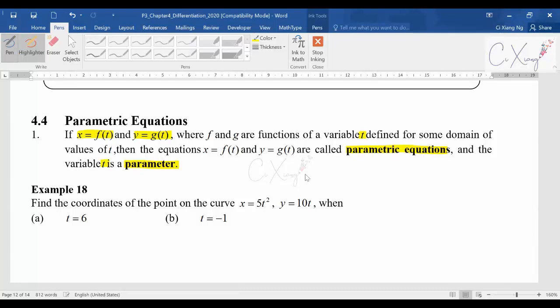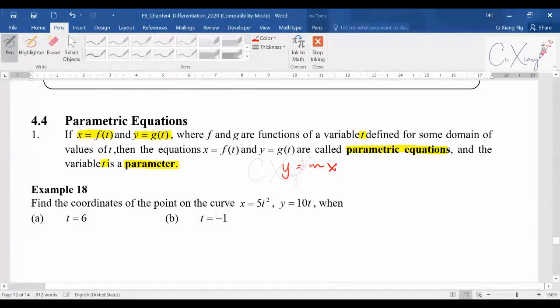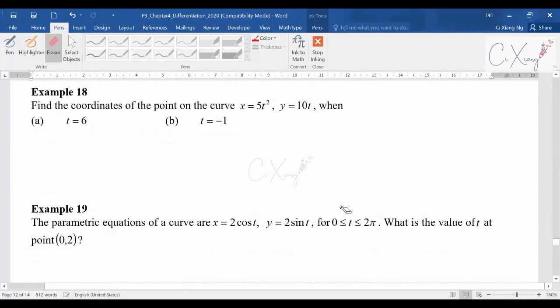Last time when we learned, we had y equals to something in x, that is, y equals f(x). But now we separate y and x into two different equations, and we have a parameter t in both equations here. So we call this pair of equations parametric equations.